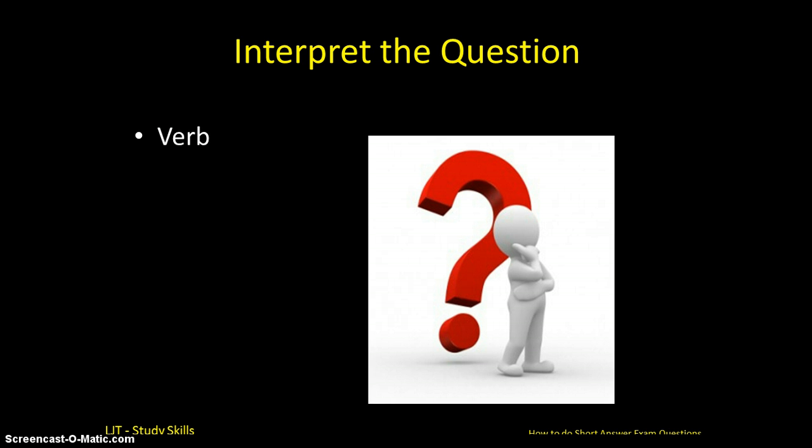Firstly, identify the key verb. On the previous slide I showed you the different sorts of verbs you might come across in a question. The blue AO1 verbs were like describe, identify, state, quite simplistic. So firstly, make a mental note of what the verb is.